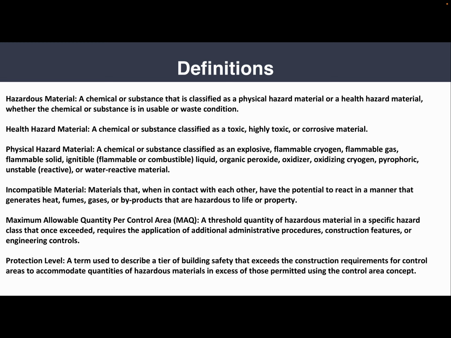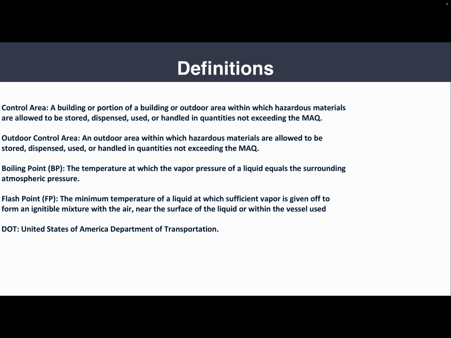And we have the most important definition, the MAQ, the maximum allowable quantity per control area. It represents the maximum amount of a given hazardous material that can be stored or used within a control area before additional safety measures are added. And we have the protection levels. It refers to the additional layers of building protection and design that apply once the MAQ is exceeded. And we have the control area. It's a defined part of a building where hazardous materials can be stored safely up to the MAQ, not exceeding the maximum allowable quantity. And finally, we have the DOT. It's the Department of Transportation in the United States of America.